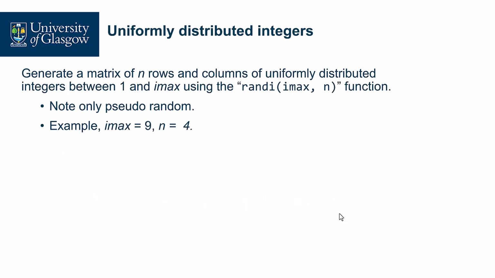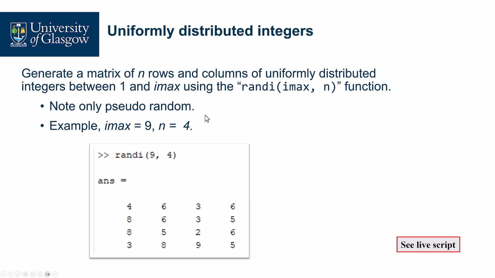The third function to generate random numbers is called randi. This one generates uniformly distributed integers: randi, imax, n. Let's see an example. randi 9, 4. So n is 4. We generate a 4 by 4 square matrix, and 9 is the maximum of these values. All the others are randomly generated. So these are important. Later you may use them to generate random permutations, right?